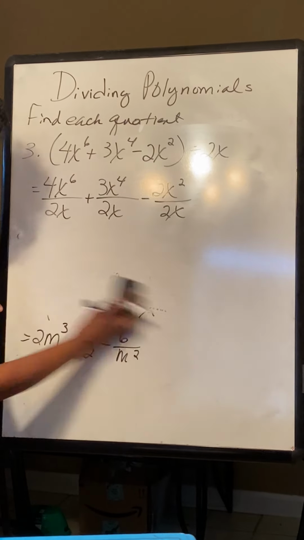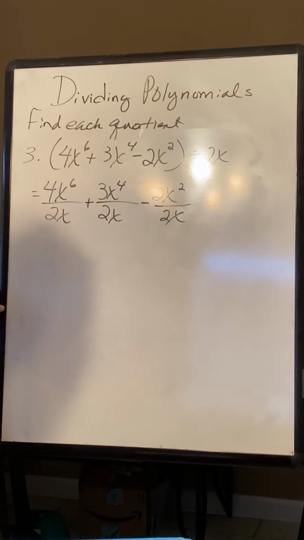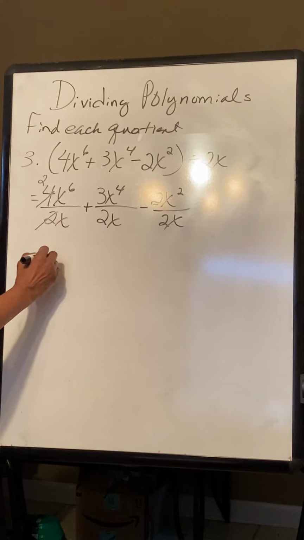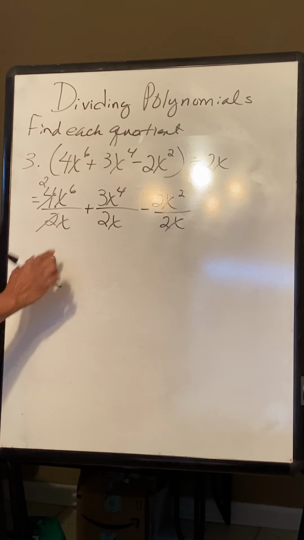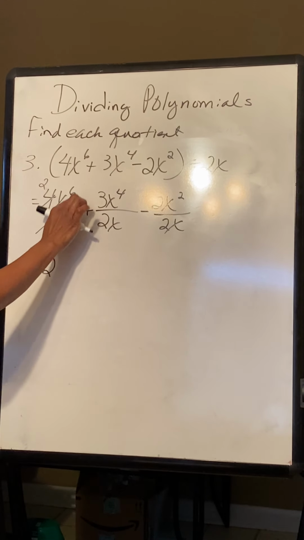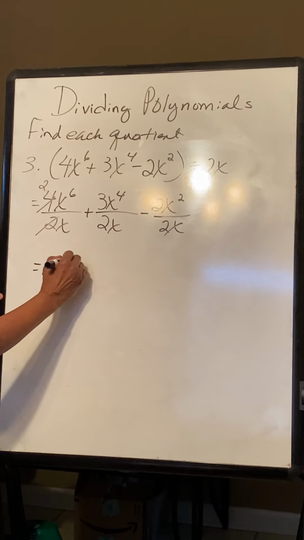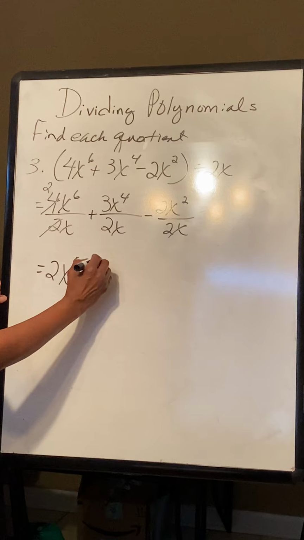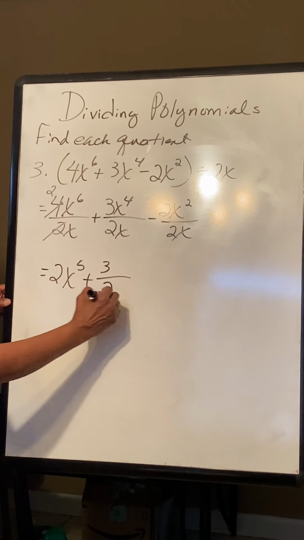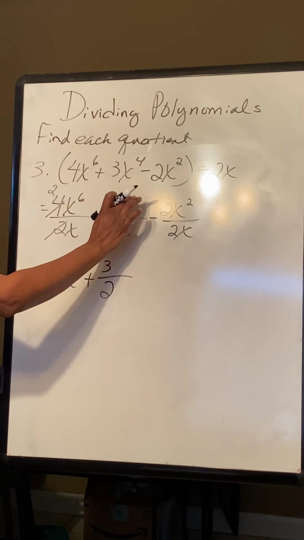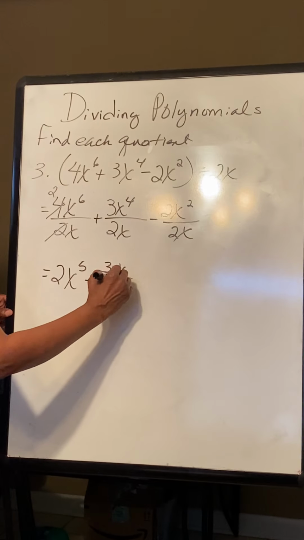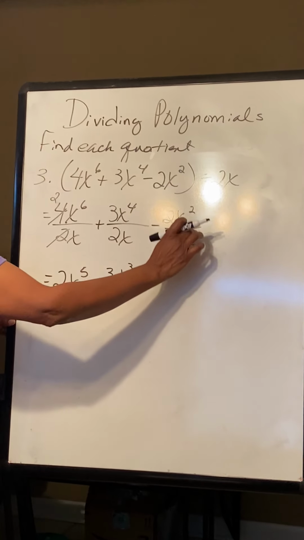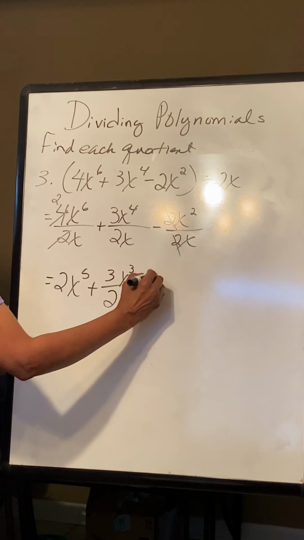Now simplify each fraction. Again, 2 goes into 4, 2. Subtract the exponents. There's an exponent of 1 here, so 6 minus 1 gives me 5. Here, I can't do any cancellation, so that 3 halves remains just the way it is. When I subtract 4 minus 1 gives me 3, so I get x to the 3rd. These 2's cancel. 2 minus 1 gives me 1, so I get minus x.